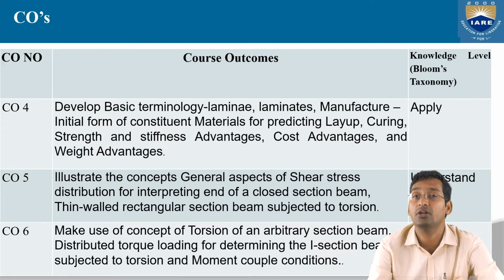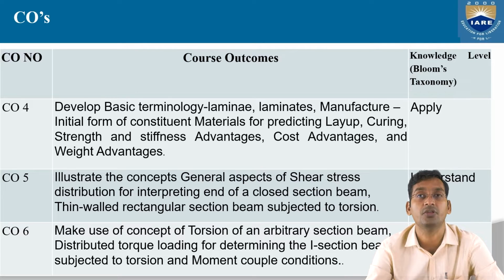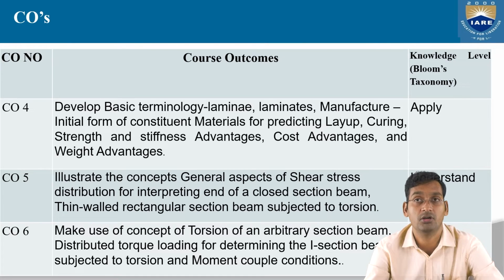Now CO5 is to illustrate the concept, general aspects of shear stress distribution for interpreting the end of a closed section beam. So in this, if a beam is closed, then how to find the shear stress distribution on that beam, right? If the wall is thin, that is a thin wall rectangular section, then how they will be subjected to torsion and all. So the student will understand in this how the shear distribution will be on the closed beam, on the thin wall rectangular section.